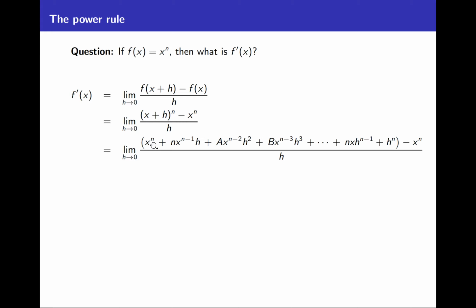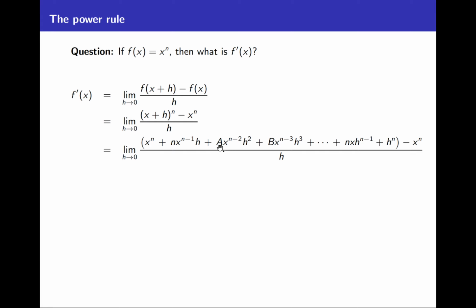It's x to the n plus n times x to the n minus 1 times h, plus some coefficient a times x to the n minus 2 h squared, plus some other coefficient b times x to the n minus 3 times h cubed, all the way down to n x h to the n minus 1 plus h to the n. All of that in parentheses is x plus h to the power of n expanded out. And then we have a minus x to the n way over there.